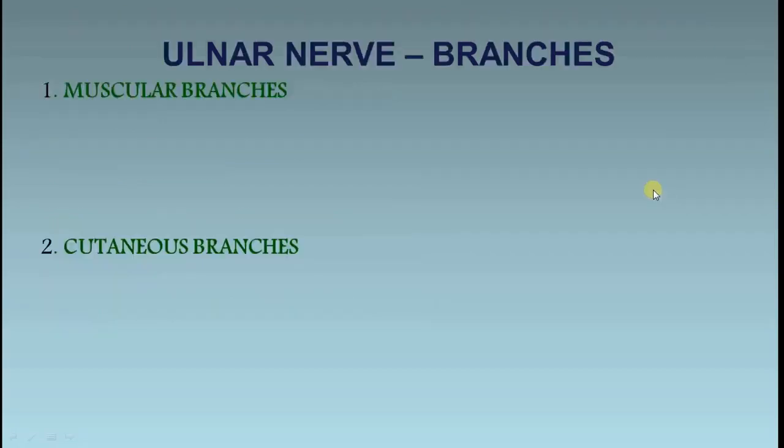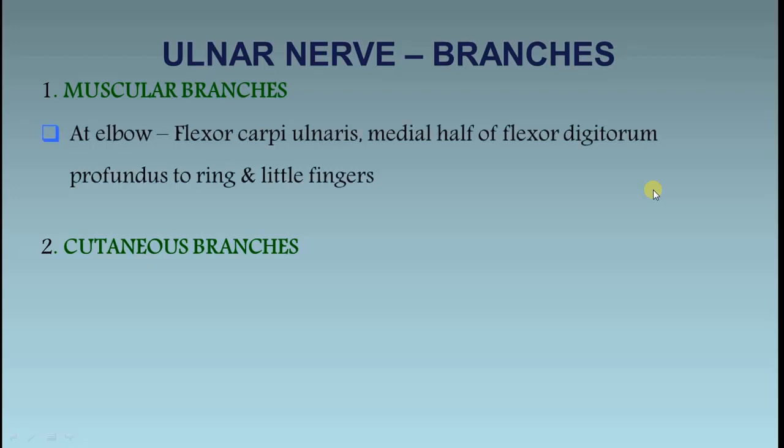Okay. So the muscular branches in the forearm: only 1.5 muscles it is going to supply. Flexor carpi ulnaris and the medial half of flexor digitorum profundus. So for flexor digitorum profundus, the lateral half is supplied by the median nerve, and the medial half is supplied by the ulnar nerve. That is why it is also called a hybrid muscle. The medial half supplies the tendons to the ring and little finger.